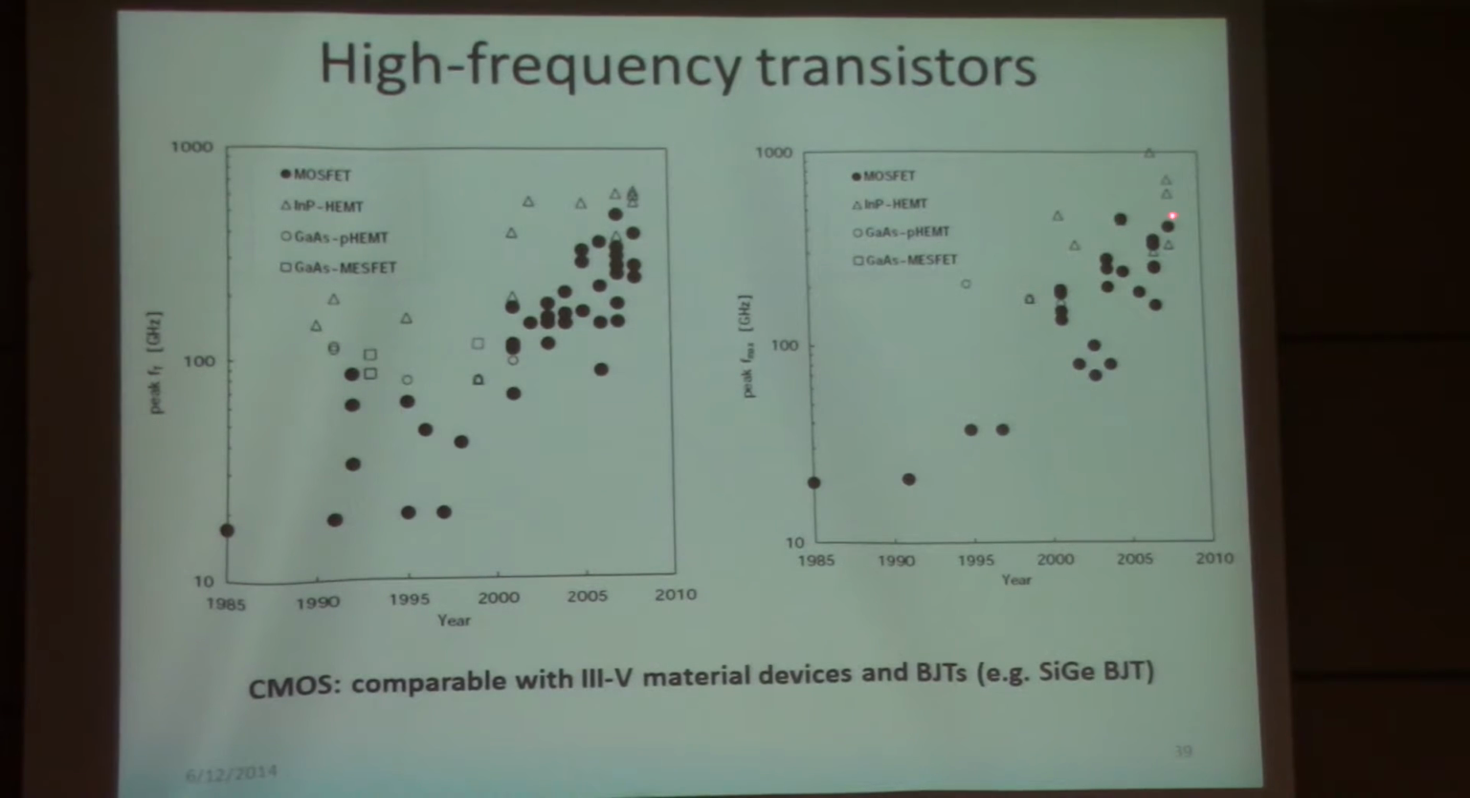So, yeah, that is a big motivation, a driver for people trying to integrate the whole transceiver, the whole high frequency electronics system on a single CMOS wafer. Okay? Yeah, because your speed, your figure of merit, is there. And if you consider silicon germanium BJT, that is often considered CMOS as well. And it is very close to the III-V material.